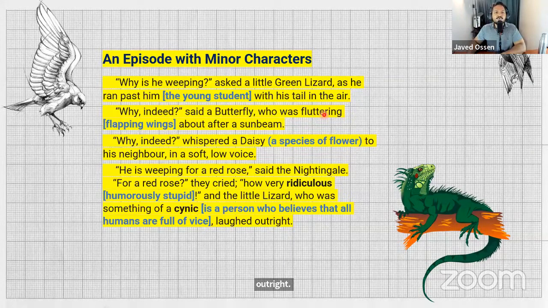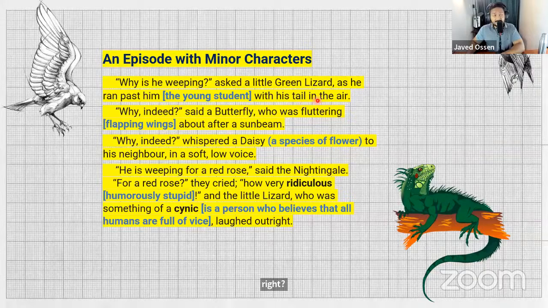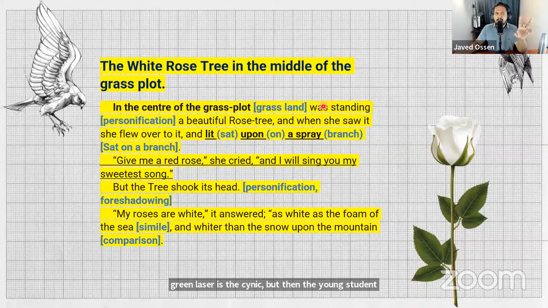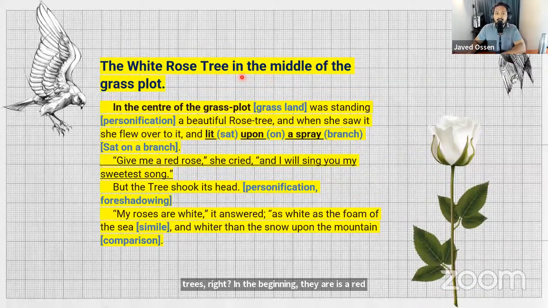So why does the young student want a red rose? Because he wants to dance with the professor's daughter. So easy, right? You're right, Askia, the little green lizard is the cynic, but then the young student wants the red rose to dance with the professor's daughter. Now, tell me, how many rose trees are there? Three rose trees, right? In the beginning, there is a red rose tree, a white rose tree that grows in the middle of the grass plot.